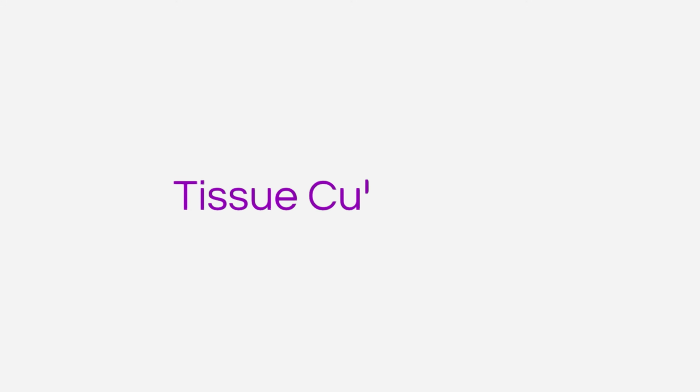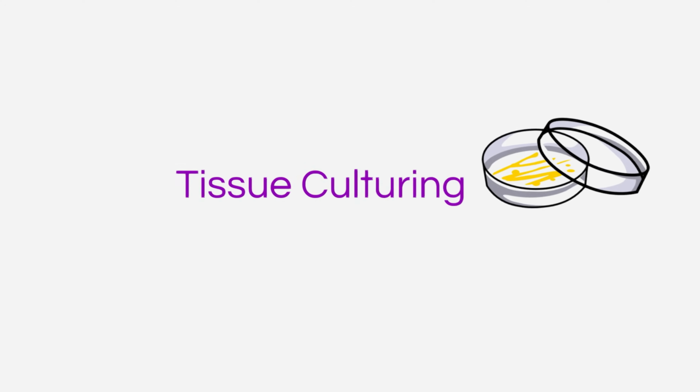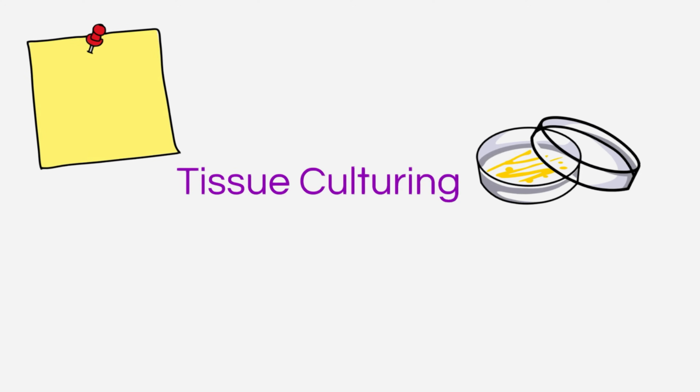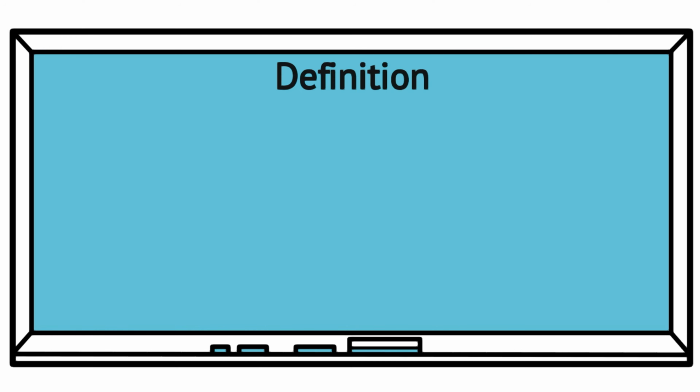So this video is a quick recap on tissue culturing. It's part of that chapter on cell diversity. And in this short video, we'll just go over what is it and what do I need to know for my exam? Are there any particular details I need to know?